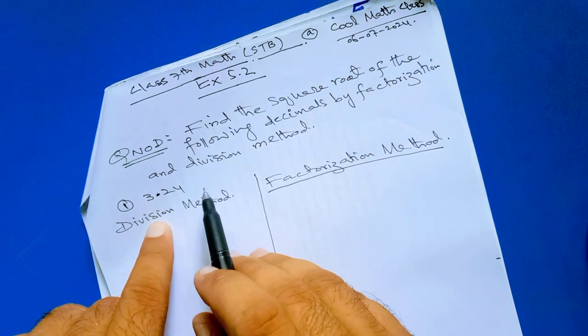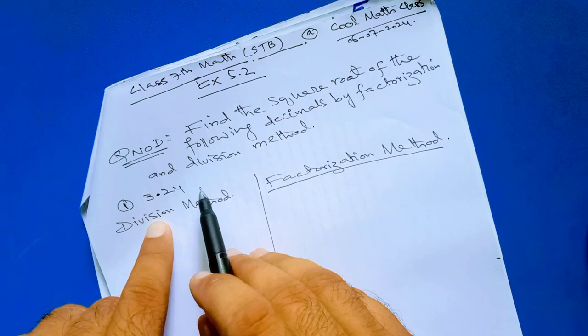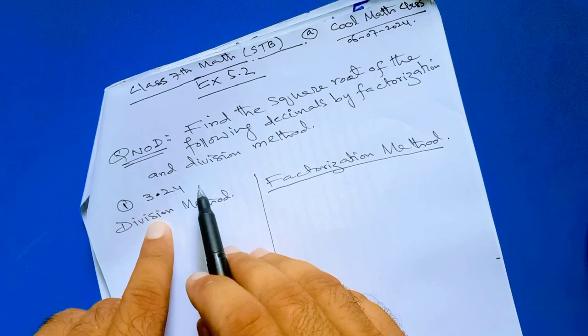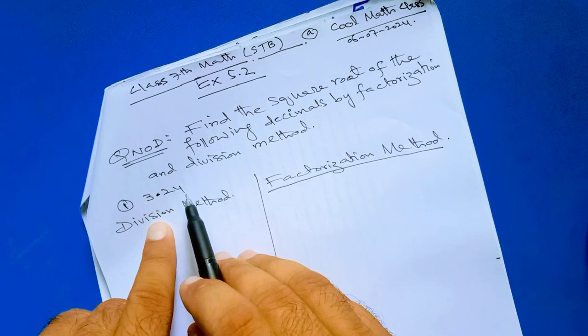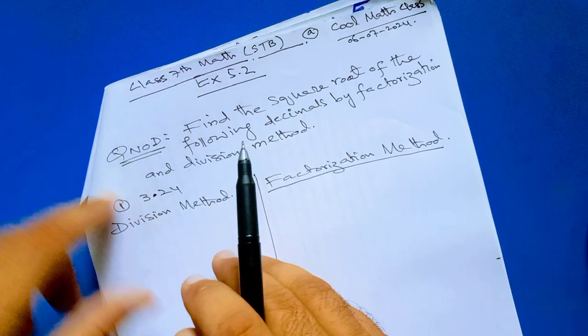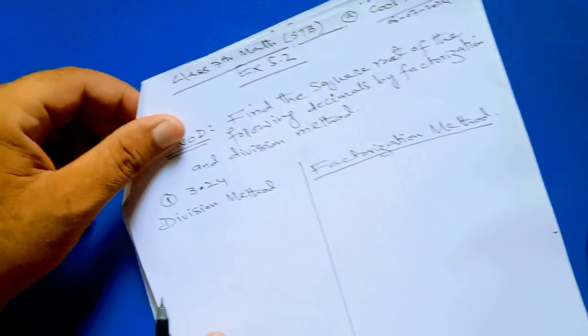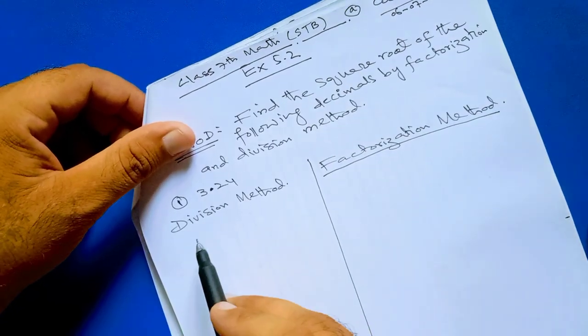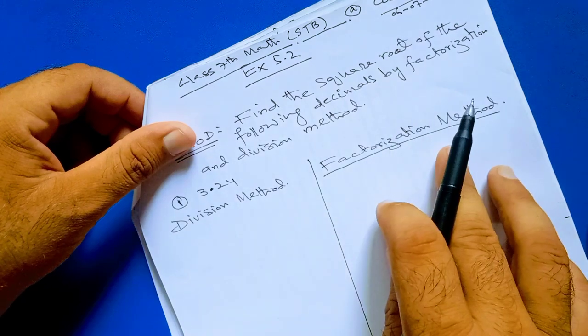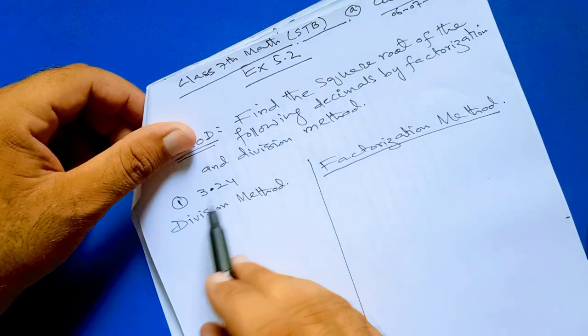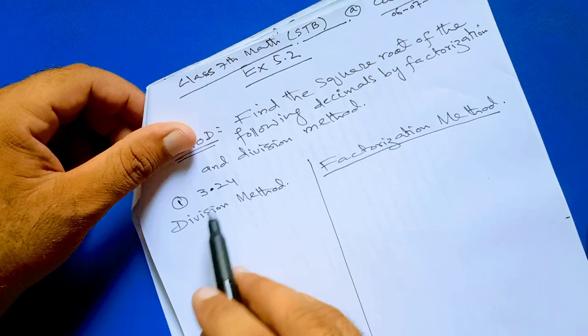In our yesterday class we solved a fraction and found the square root of that fraction number, and today we have a decimal number, so we are going to find the square root of that decimal number. We are supposed to find the square root with the help of the division method and with the help of the factorization method. Now we are going to solve this with the division method first.